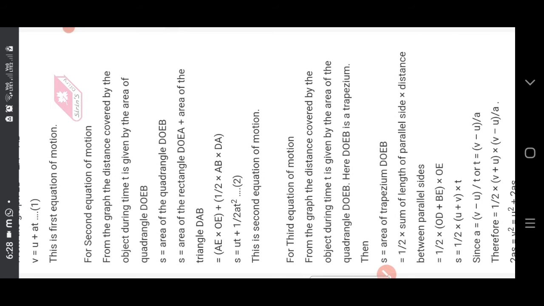Second equation. From the graph the distance covered by the object during time t is given by the area of quadrangle DOEB. S equal to area of quadrangle DOEB. S equal to area of rectangle DOEA plus area of triangle DAB. AE into OE plus 1 by 2 AB into DA. S equal to ut plus half at squared. This is the second equation of motion.